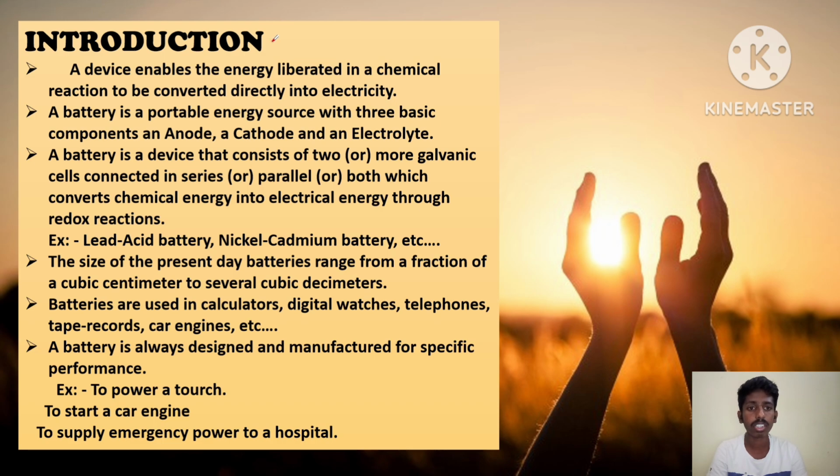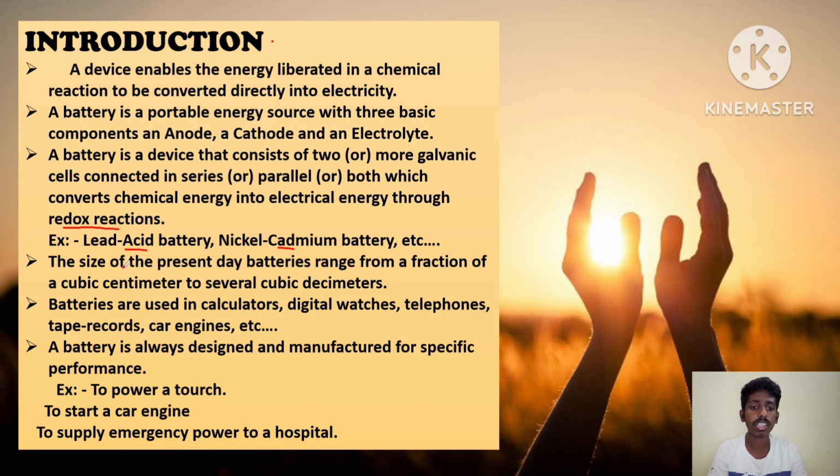First, introduction. A battery is a device that enables the energy liberated in a chemical reaction to be converted directly into electricity. A battery is a portable energy source with three basic components: an anode, a cathode, and an electrolyte. A battery is a device that consists of two or more galvanic cells connected in series or parallel or both, which converts chemical energy into electrical energy through redox reaction. Example: lead acid battery, nickel cadmium battery, etc.